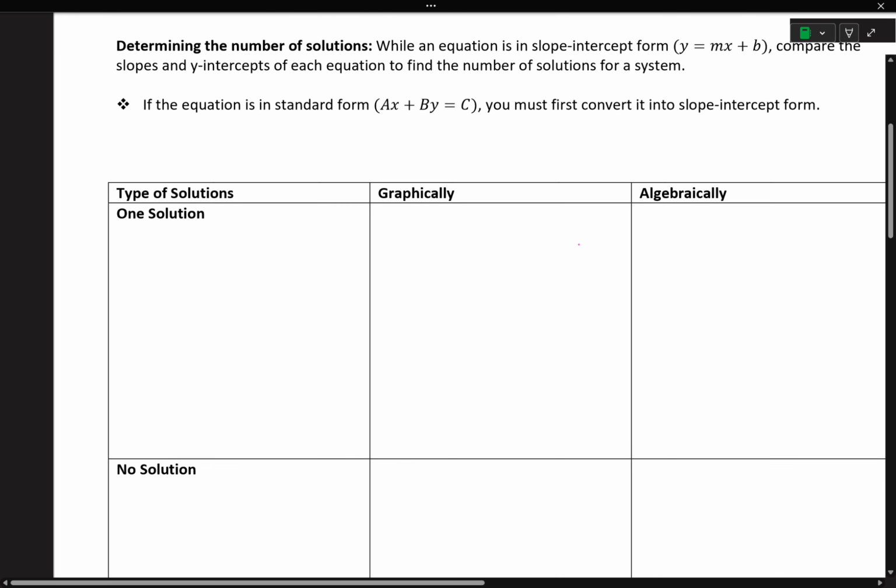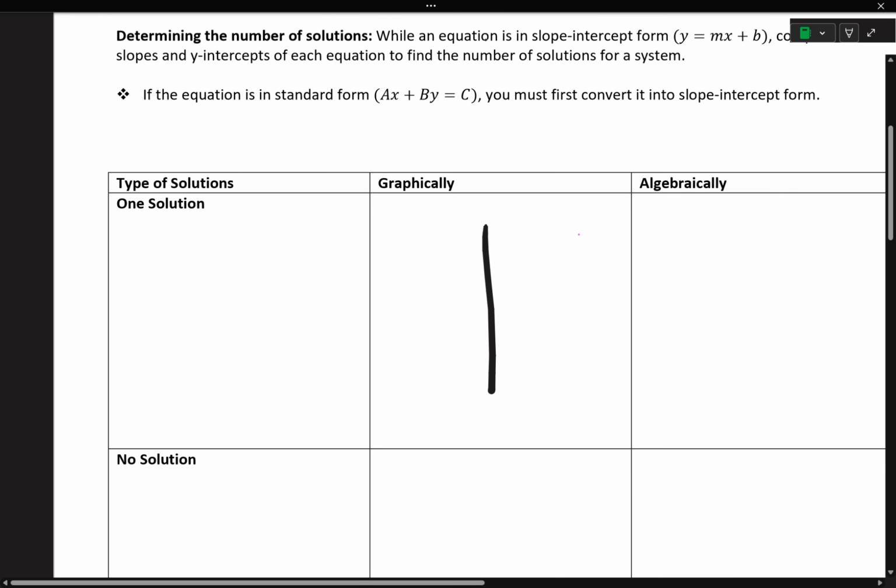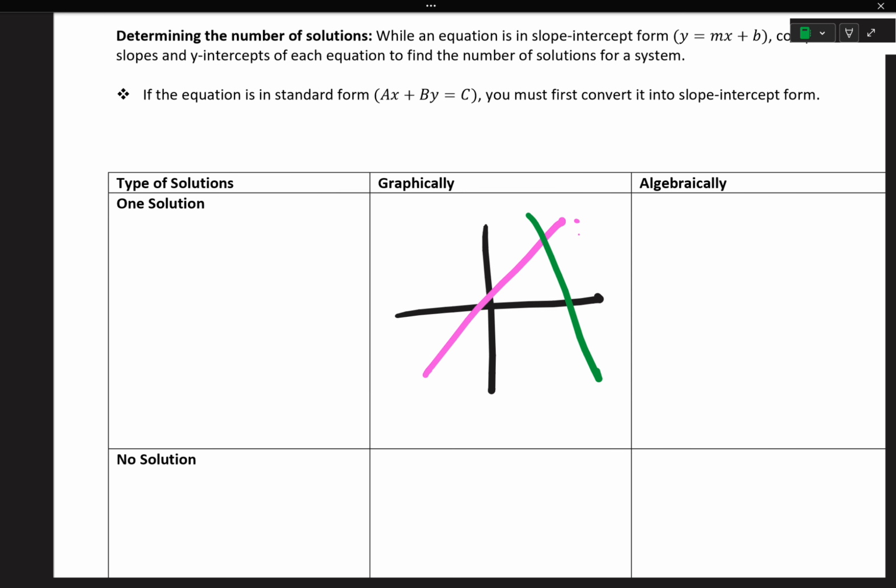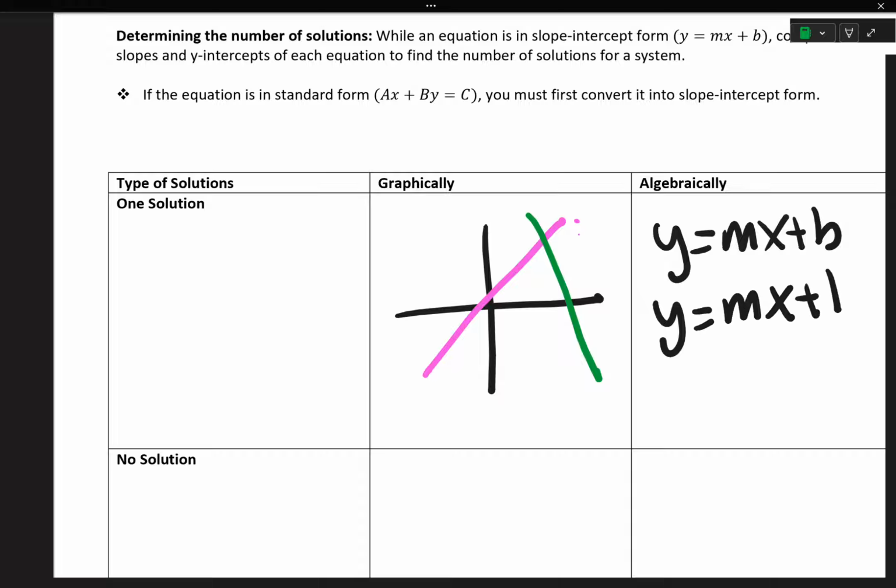All right, types of solutions. Graphically, let's say we have a graph like this. When we graph both of our lines, they'll cross at some point. Algebraically, if they're both y equals mx plus b, the m's and b's are all different.